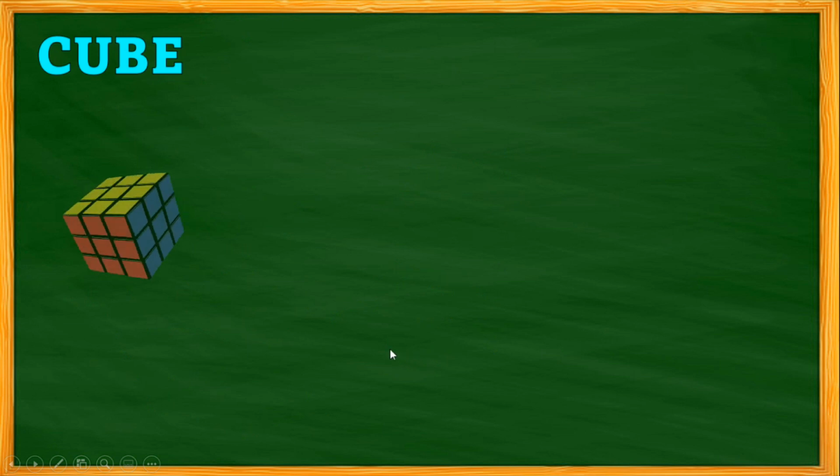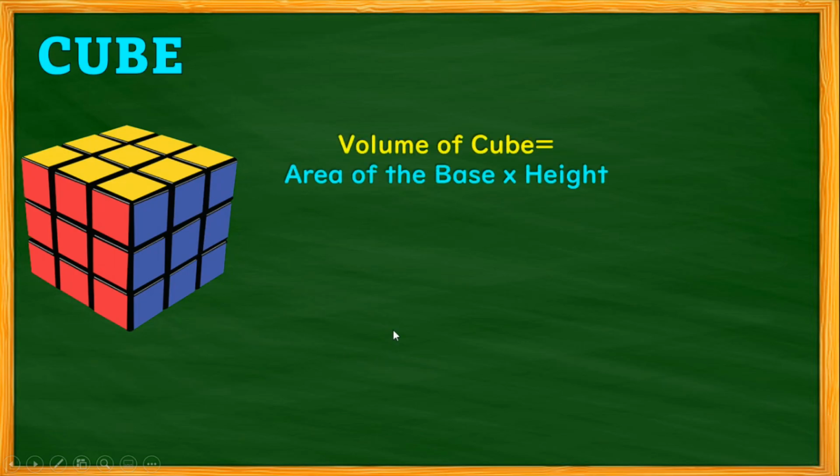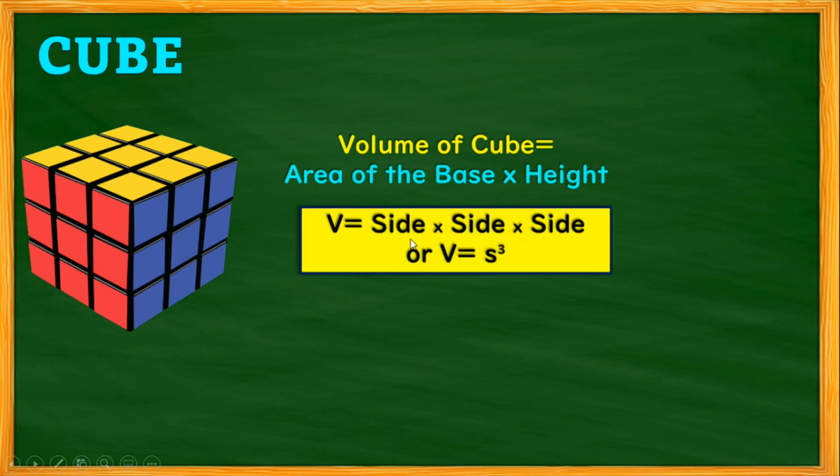But the other way to solve the volume of the cube is using the formula. The area of the base multiplied by the height, or volume is equal to side multiplied by side multiplied by side, which is equivalent to volume equals S cubed. So volume is equal to 3. We have 1, 2, 3 units for the length. This would be 1, 2, 3 for the length, or the side. The first side, we have 3.